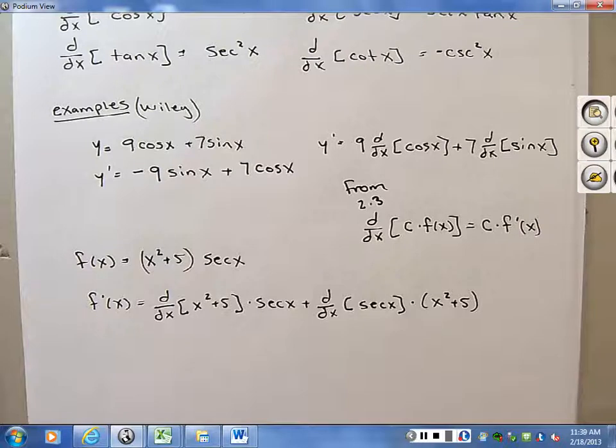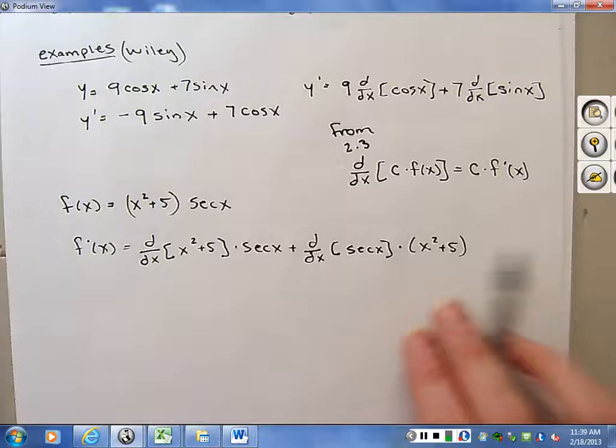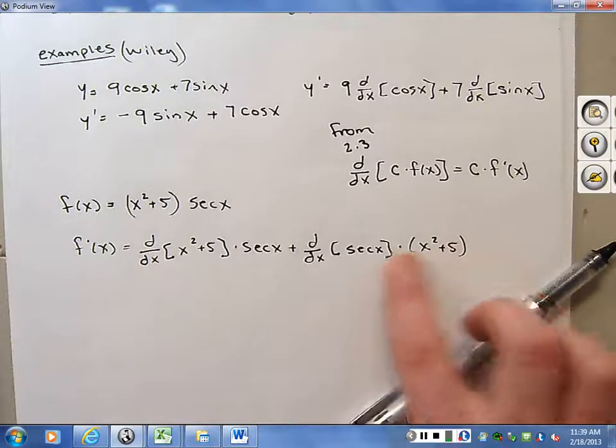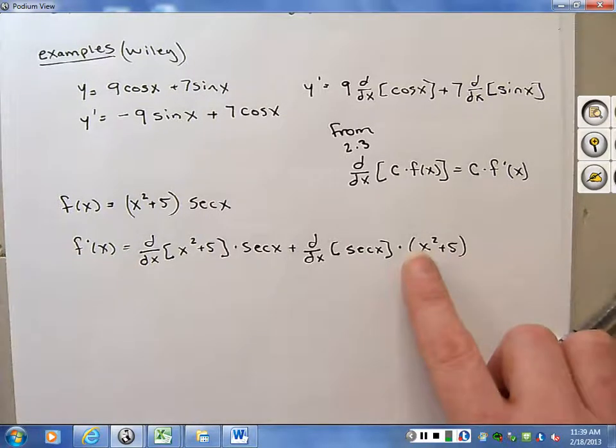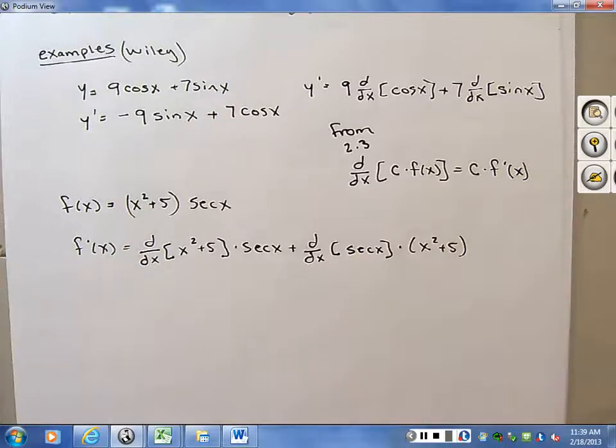Parentheses are my friend. When I go to grade them and you have crazy polynomials multiplied by trig functions and there's no parentheses, I get very upset. So put your parentheses in there and save us both some frustration, because I will count off if you don't put your parentheses. Because technically it's wrong, right? If I lose the parentheses here, then it's saying this times this plus 5, not this times x squared plus 5. So those are different.